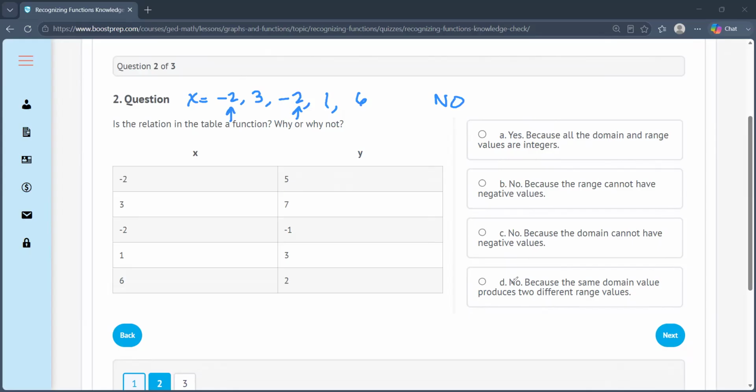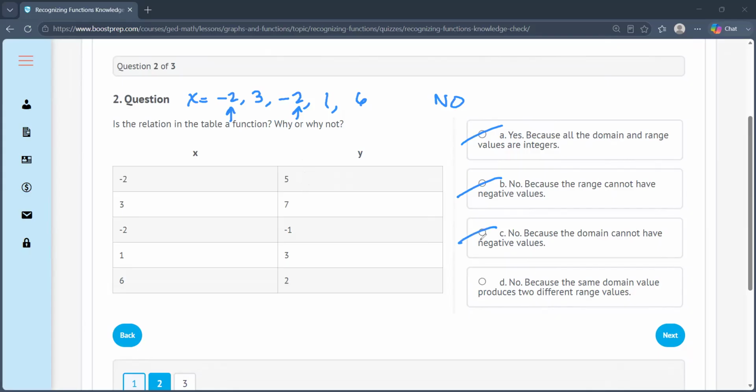So it's not a function, so it's not this one. It has nothing to do with the range, right? The y value can repeat. They're not asking for one-to-one functions. That's another lecture, but there are one-to-one functions, that's for another day. The y values can repeat and still be a function, so you don't have to worry about the y values. Cannot have a negative x value? No, you can definitely have negative x values as long as they don't repeat.